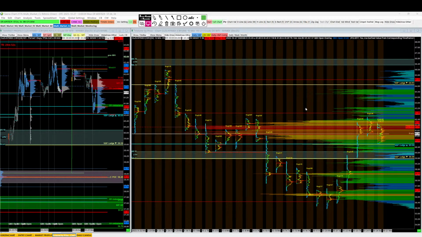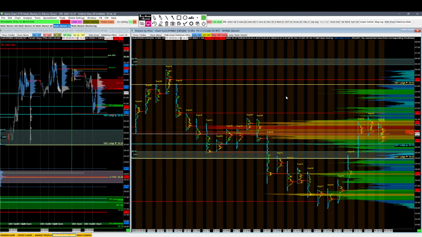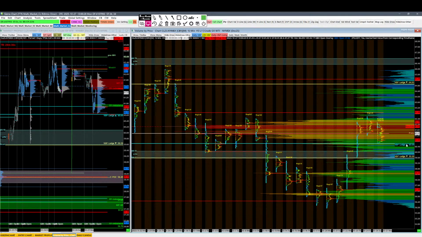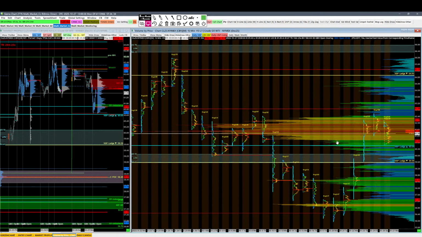So I'll go through the zones that I have analyzed out of the market and the volume by price profile for CL, gold, ES, and Nasdaq. So looking at crude, I see that we have a ledge at 60.64, which is supporting the recent up move from a structural point of view.